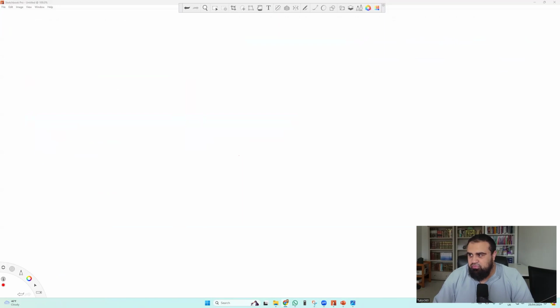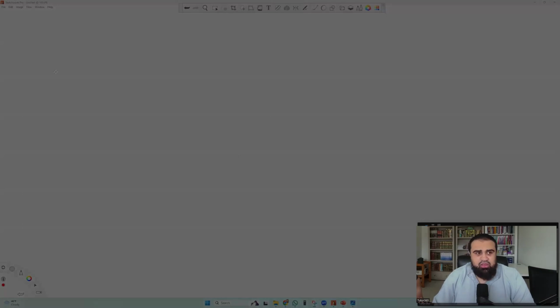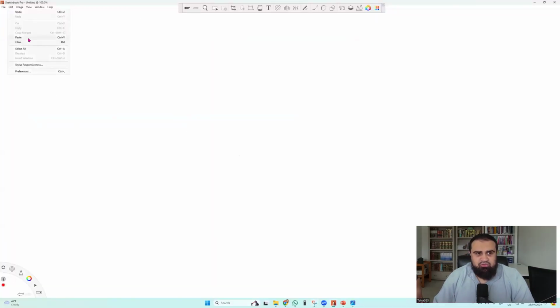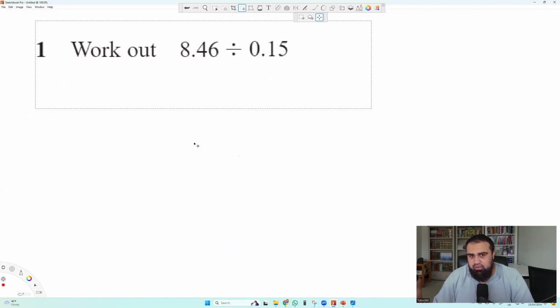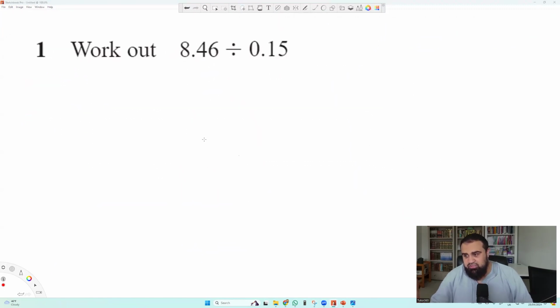Let's begin. So the first question is a typical question. It's a non-calculator paper, by the way. So when you get questions like this, right, and it's a non-calc paper, what do we do? This is paper 1, everybody. What do we do? So we've got 8.46 divided by 0.15. Okay? So what are we going to do?